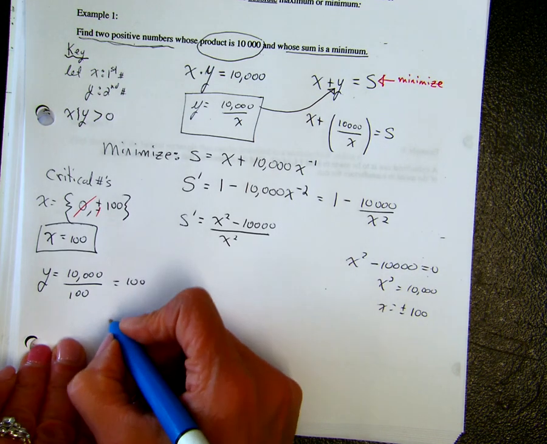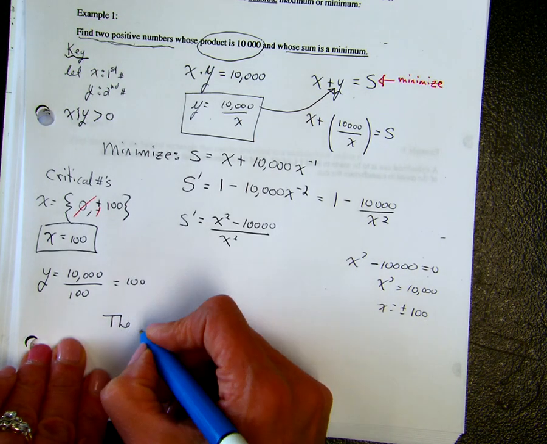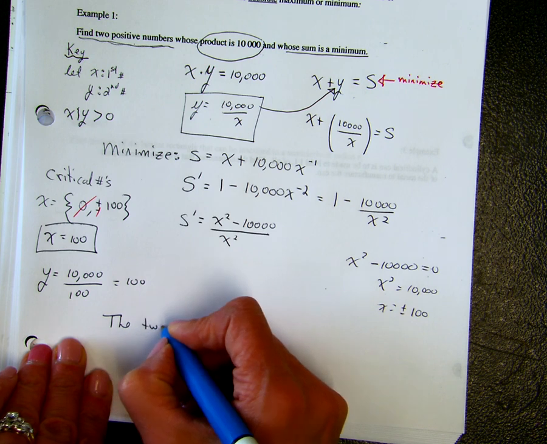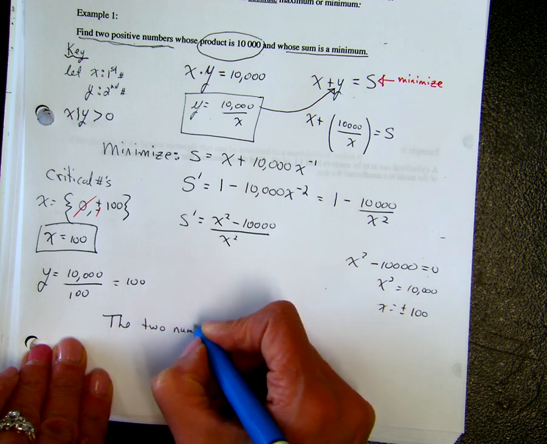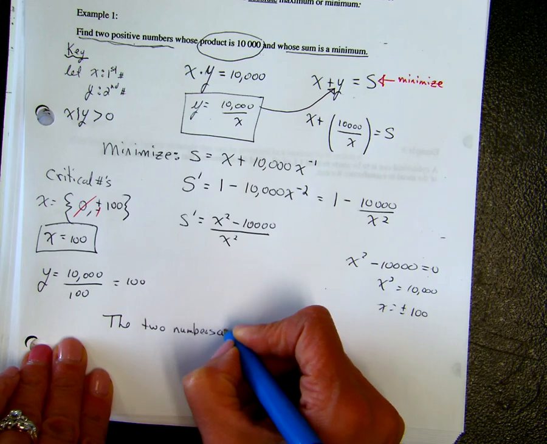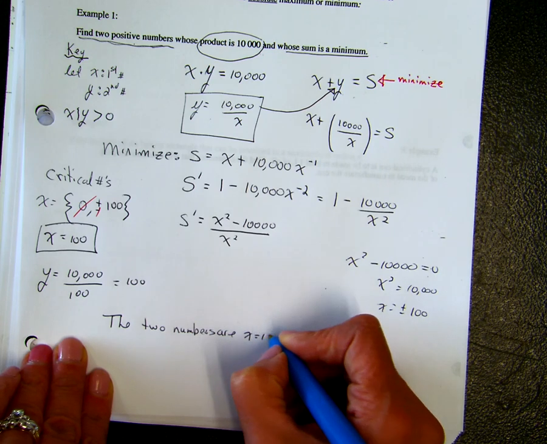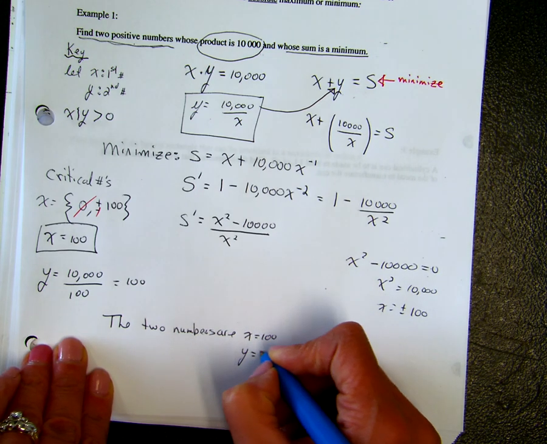Answer the problem with a sentence. The two numbers are x equals 100, y equals 100.